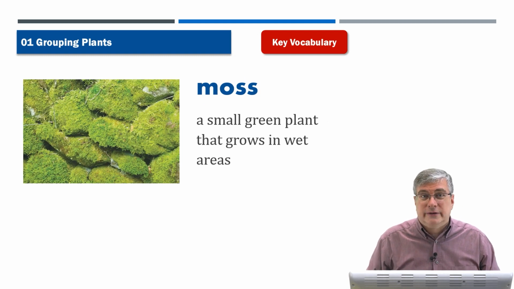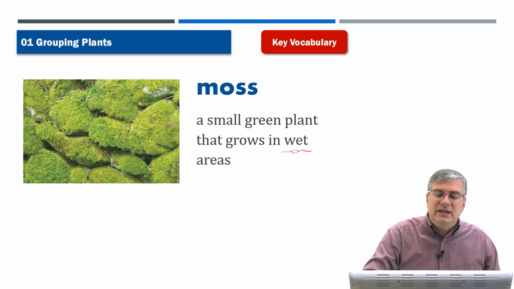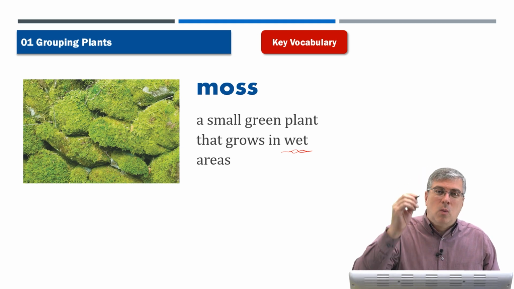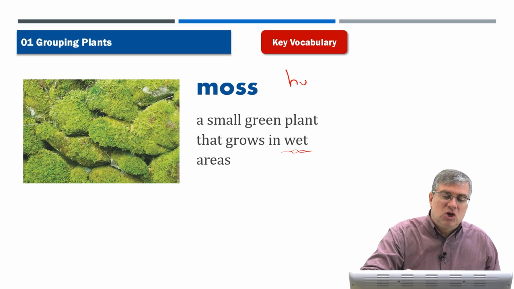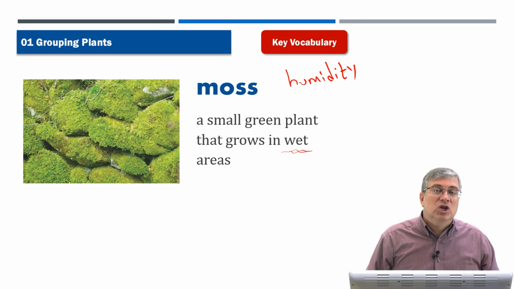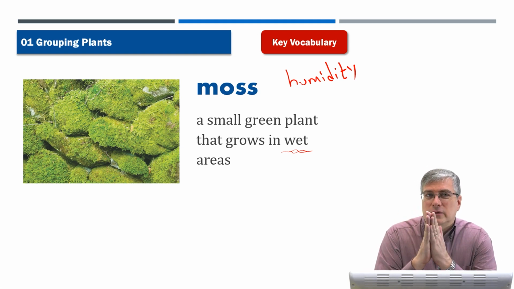Next, we have moss. Now, moss grows on rocks, usually rocks. It could grow on buildings too, of course, concrete. But it's a small green plant that grows in wet areas. Moss needs water and usually a lot of water in the air to grow. Water in the air we call, by the way, humidity. So if there's a lot of humidity in the climate, there's a good chance that moss will grow. And moss is just that green plant that grows on rocks.